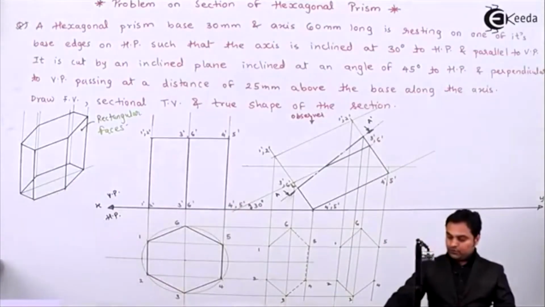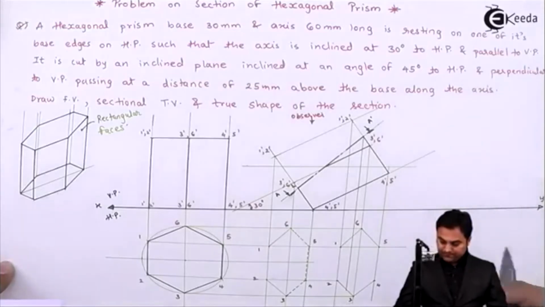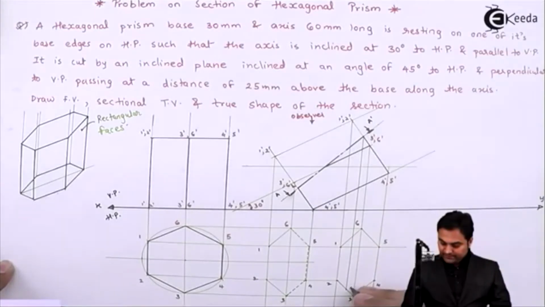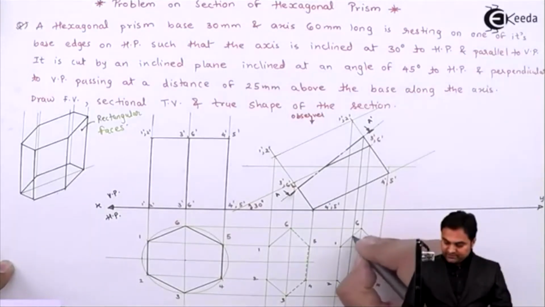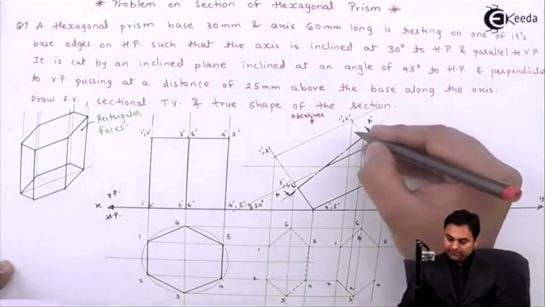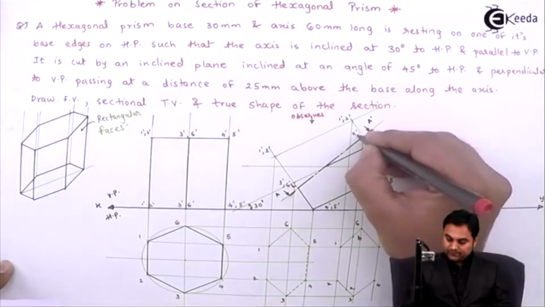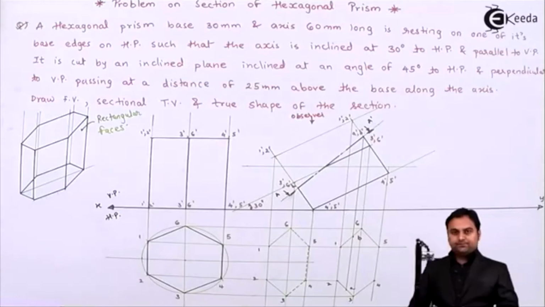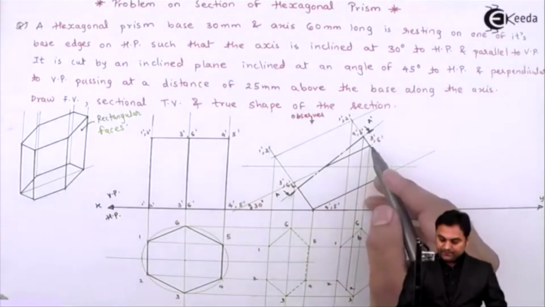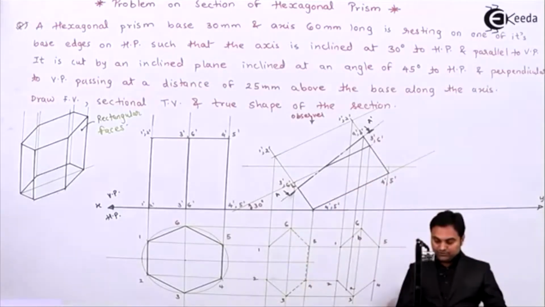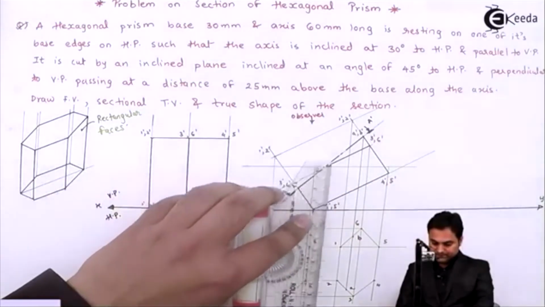And now, where it is cutting 2 and 3, I'll say that is point A. Where it is cutting 1 and 6, I'll say that is B. So it means here that will be A dash comma B dash. Next, this cutting plane is cutting edge 3 dash 3 dash and 6 dash 6 dash. So projecting it downwards.